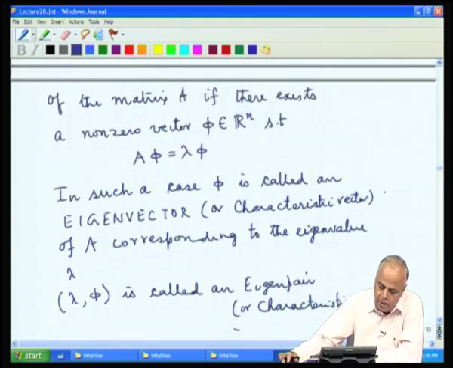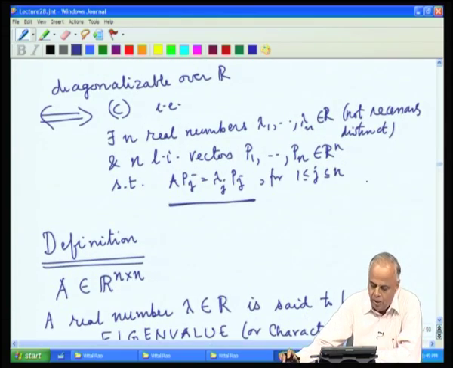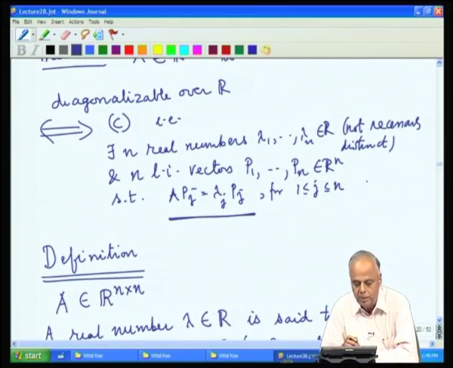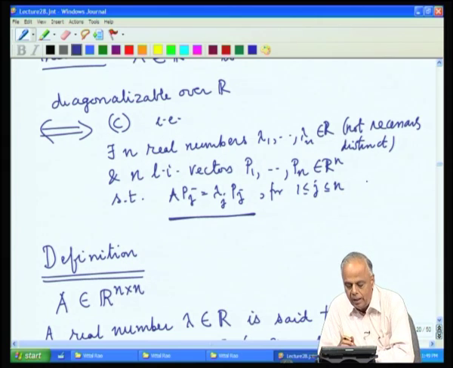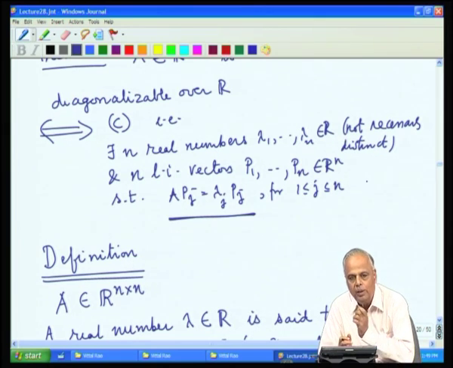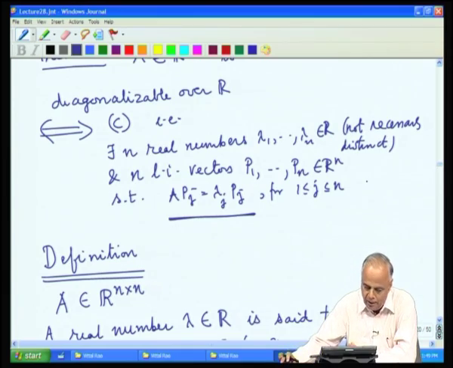Now, if we look back to our criterion for diagonalizability, we are looking for n vectors p 1, p 2, ..., p n such that A p j is lambda j p j, and therefore, these numbers lambda 1, lambda 2, ..., lambda n must be eigenvalues, and p 1, p 2, ..., p n must be eigenvectors. Not only that, since we want p 1, p 2, ..., p n, we want them to be linearly independent eigenvectors.